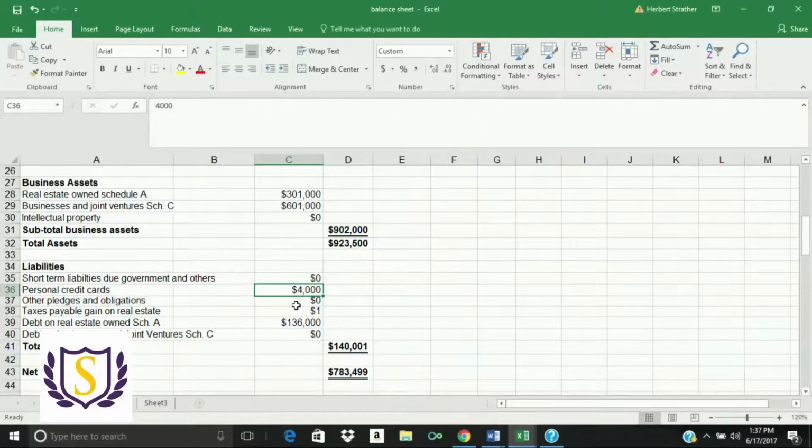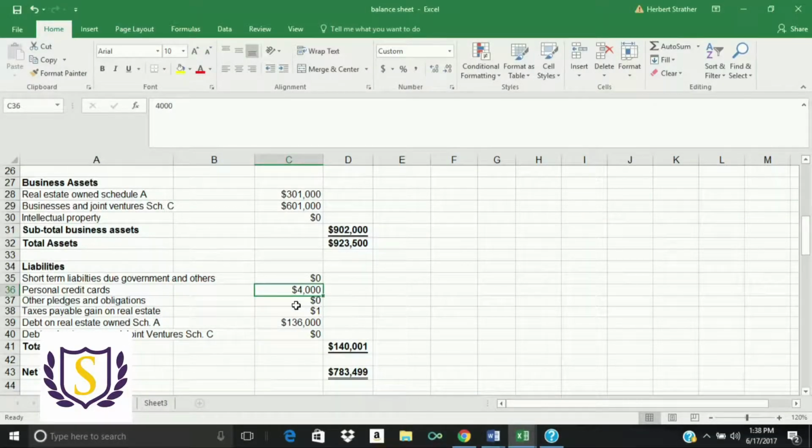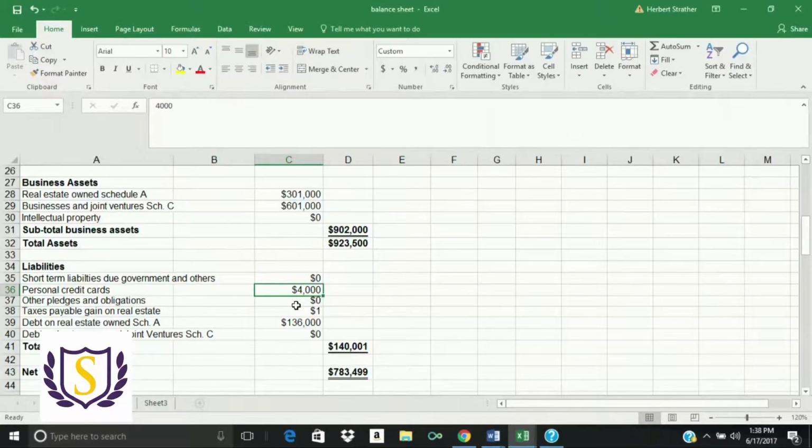Your personal credit cards, let's say they're running about $4,000. Maybe you have $10,000 worth of credit, and you've got $4,000, so you've got 60% of it available, and you kind of rotate it, and you take it not higher than 35 or 40%. That's a good thing. There could be other pledges and obligations, taxes payable on gain on real estate. When you sell your real estate for a profit, you have to pay taxes on it. Capital gains taxes, not ordinary income, which is less, but you're supposed to put that in there. That would not be applicable if you're just really getting started out, of course.